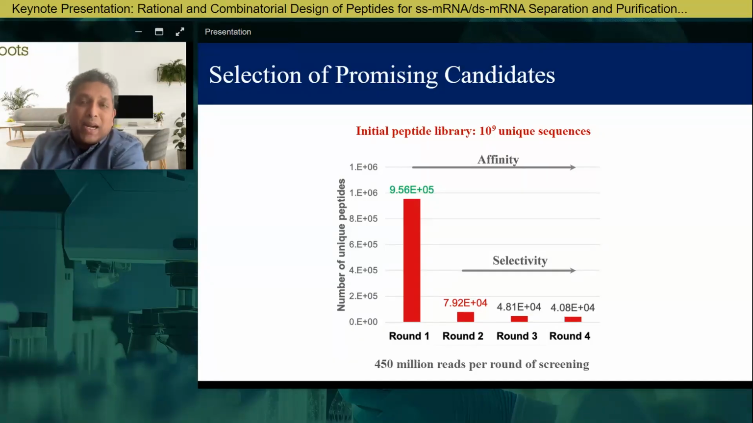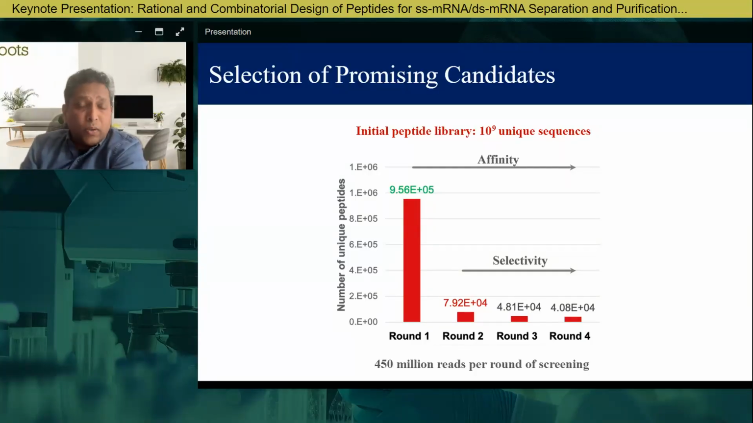And you'll see a dramatic drop in going from round 1 to round 2. Actually, you'll see a dramatic drop in going from the initial library, which was 10 to the 9, and now we have about 10 to the 6 from the first round of screening. So three orders of magnitude reduction. And then once we employ the selectivity criteria, we see another 100-fold reduction. And then another 10-fold reduction in the third round of screening, and it starts plateauing off.